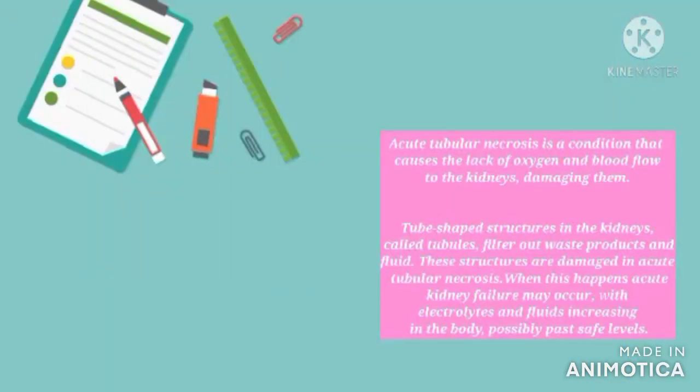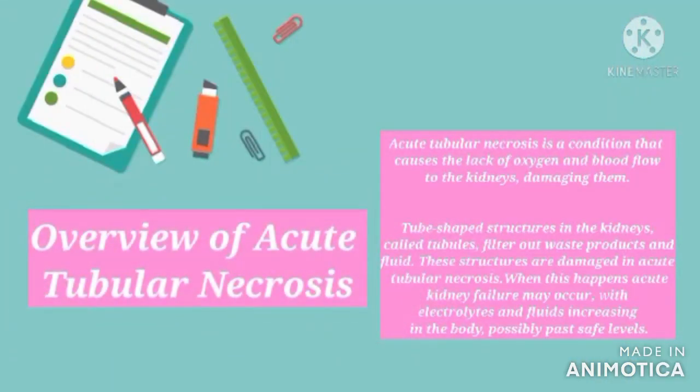So let me give you an overview of acute tubular necrosis. Acute tubular necrosis is a condition that causes a lack of oxygen and blood flow to the kidneys, damaging them. Tube-shaped structures in the kidneys called tubules filter out waste and fluid. These structures are damaged in acute tubular necrosis. When this happens, acute kidney failure may occur, with electrolytes and fluids increasing in the body, possibly past safe levels.